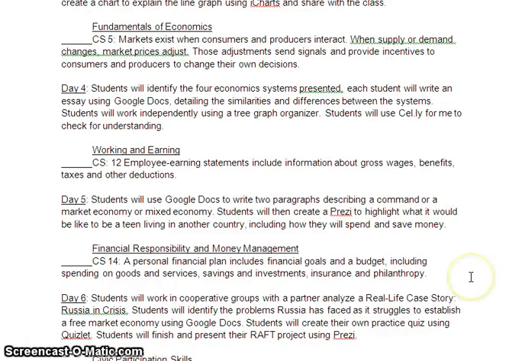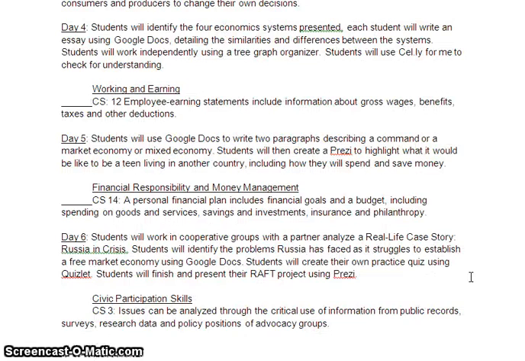Students on day 6 will work in cooperative work groups with a partner, and they will analyze a real-life case story of Russia in crisis. Students will identify the problems Russia has faced as it struggles to establish a free market economy. They'll be using Google Docs to do so. Students will create their own practice quiz or test using Quizlet, and students will finish and present a RAFT project using Prezi, where they will identify the differences of a command, a market, a mixed, or a socialistic economy.